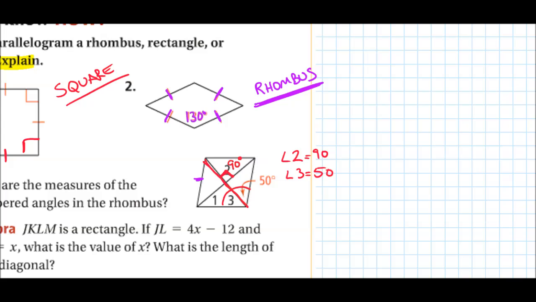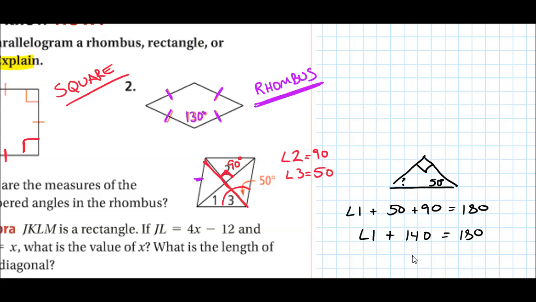Let's draw that up so we can just see it. We know that's a right angle. We know the angle on the right hand side is 50 degrees. So we need to find out what angle 1 is. Angle 1 plus 50 degrees plus 90 degrees must equal 180. So angle 1 plus 140 equals 180. So angle 1 must equal 40.